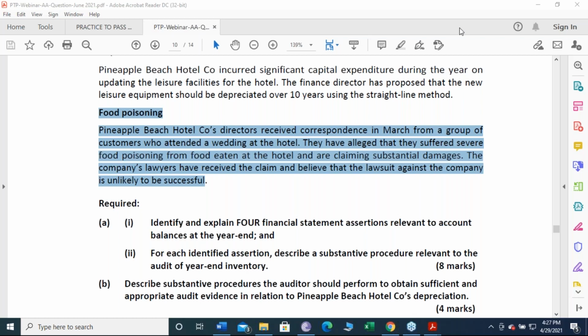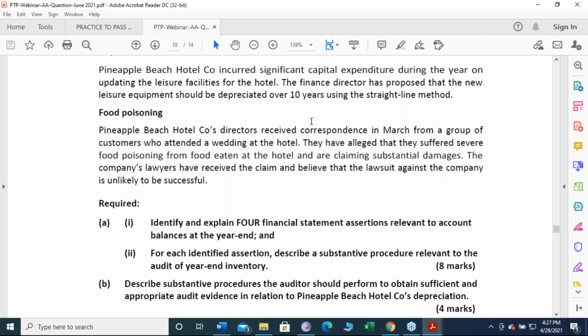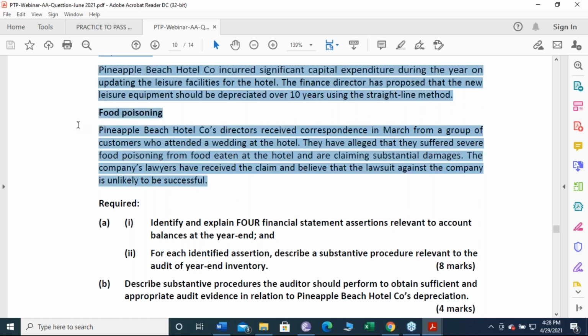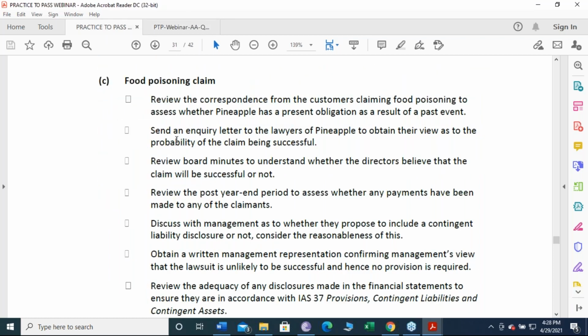So let me repeat it once for you. What did I do? First of all, I reviewed the correspondence. Then I contacted the lawyer. Then I had a discussion with the management and figured out the assumptions are reasonable. Moreover, I got the written representation from the management as well. Last but not the least, I would like to review the disclosure notes. Let's see what the solution has to offer.